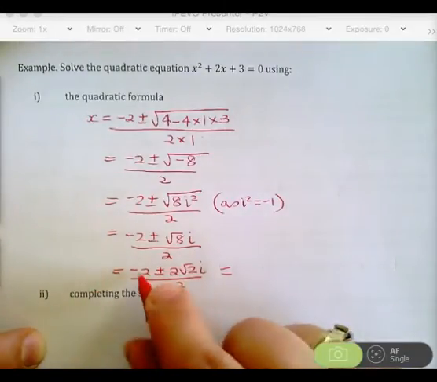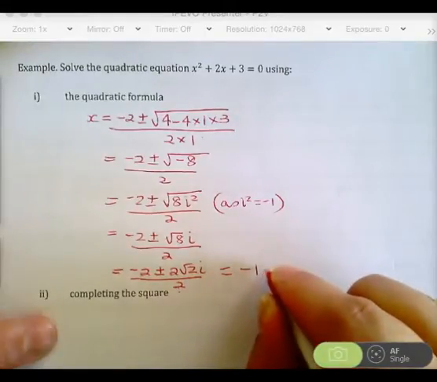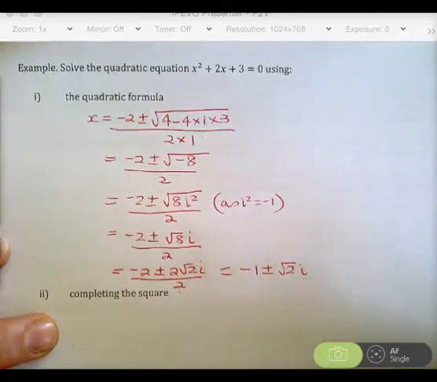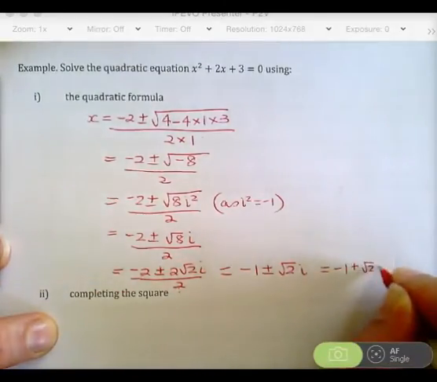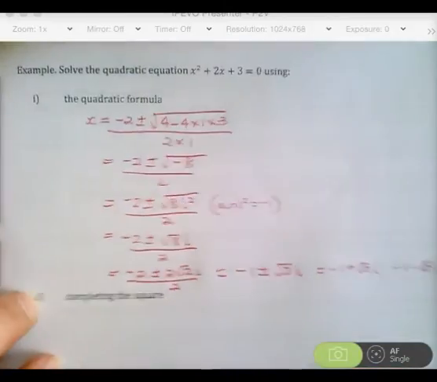So now all of these are even. Looking at the whole numbers in front, we can divide numerator and denominator both by 2, and we get -1 plus or minus root 2i. So therefore, your two solutions are -1 plus root 2i, -1 minus root 2i.